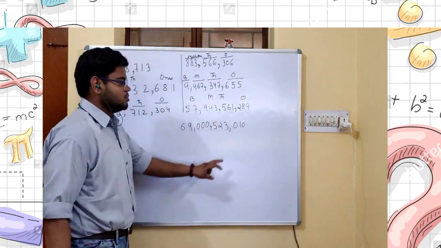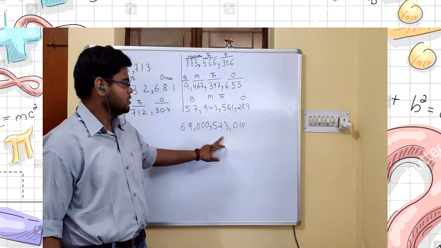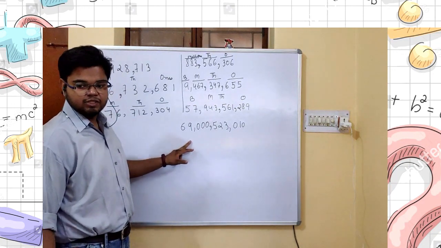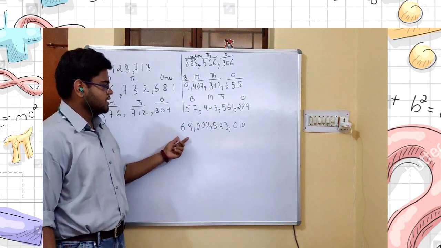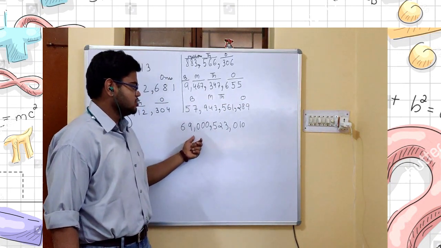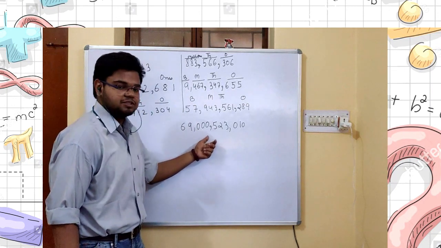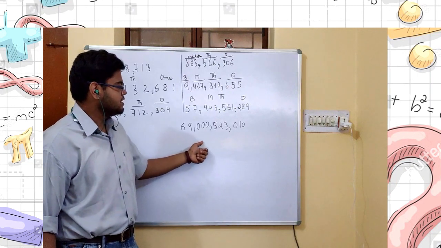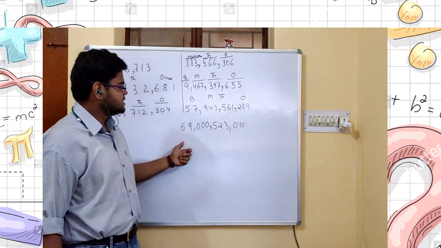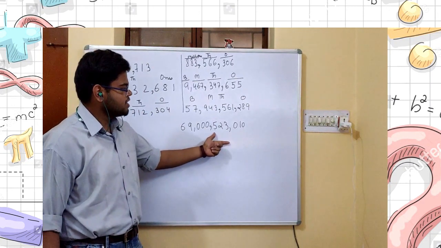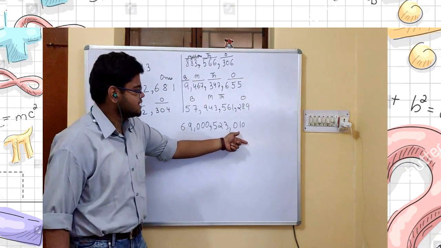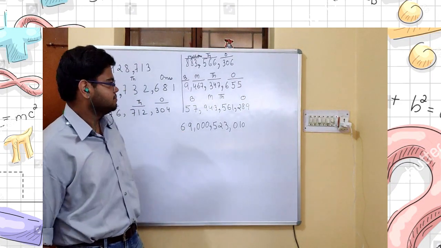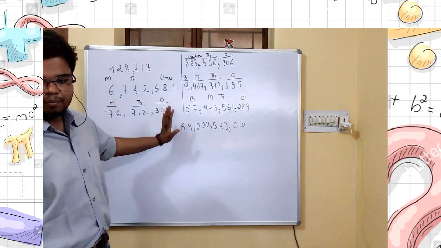If you take a number bigger than this, that can be 69,000,523,010. So children, this will be your ones group, this will be your thousands, this will be your million, and this will be your billion. So this number here will be 69 billion. There is a digit here, but that digit is 0. So we'll be calling it 69 billion, and we'll just directly jump to the thousands group. This 69 billion 523,010. So I suppose these examples are clear to you.